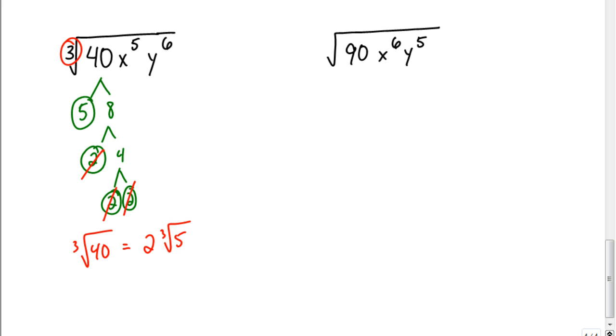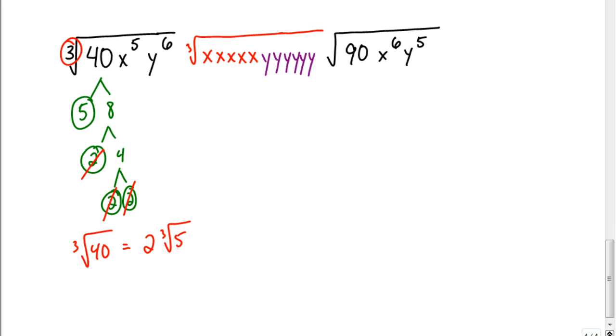But now I have these other items to deal with. I still have the cubed root of x to the 5th power, y to the 6th power. Now take a minute to think about what those mean. The x to the 5th power means that I would have 5 x's being multiplied by each other. And y to the 6th power would mean that I would have 6 y's being multiplied by each other.